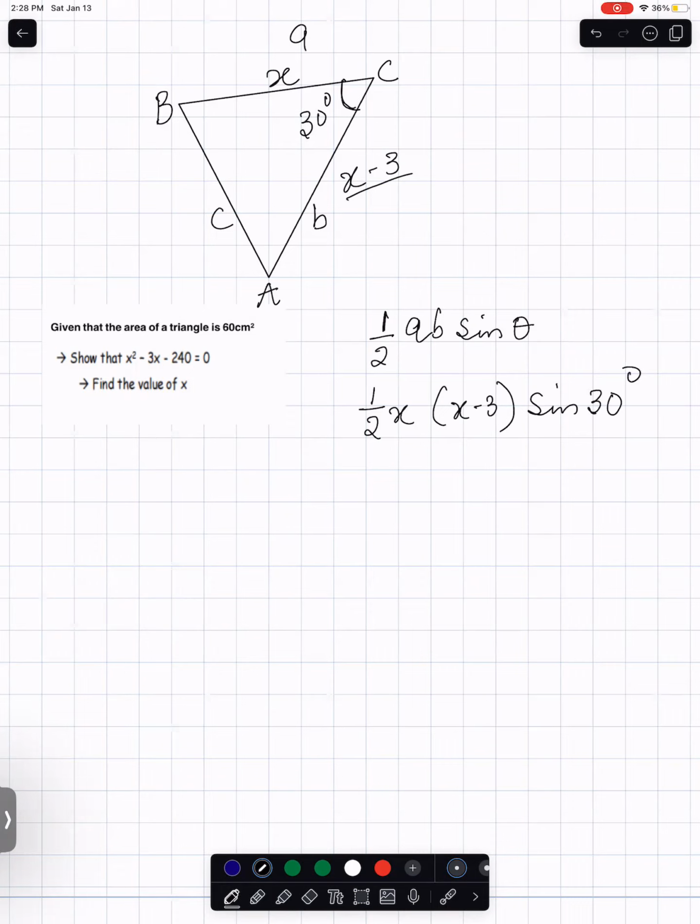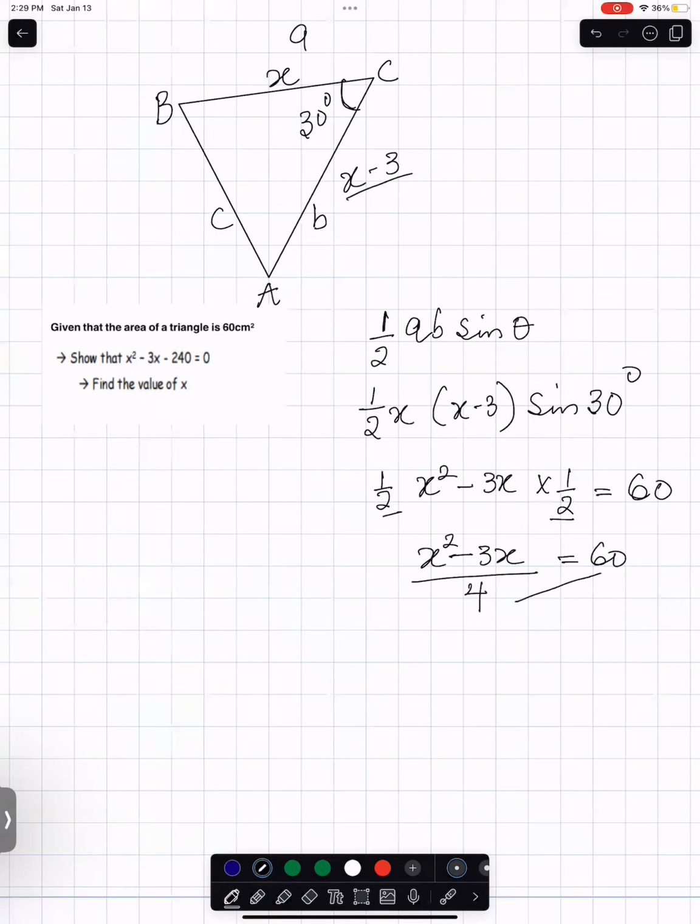So we have half into x multiply x squared, open up the bracket, then x multiply 3, we have 3x. Sine 30 is equal to half, so we have that multiplied by half. We are given that the area of the shape is 60 cm squared. So I have equals to 60. Here I have x squared minus 3x over 4. That's half multiply half gives us 1 over 4 equals 60.